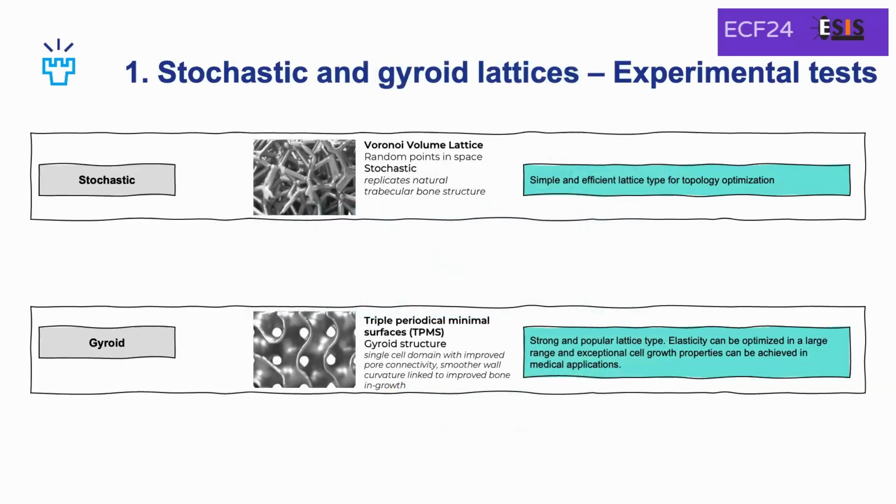For this study, we have selected Gyroid and Stochastic lattices, and before the study, we have done some optimization. So this is the preliminary study. It is already done quite far. We have already finished the clinical testing with animals, for example, in medical applications for the same structures.